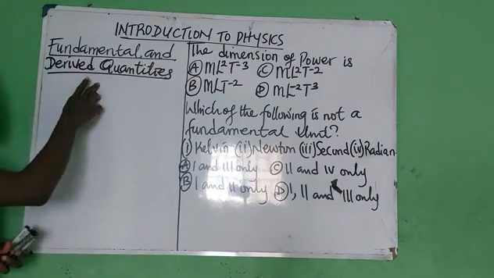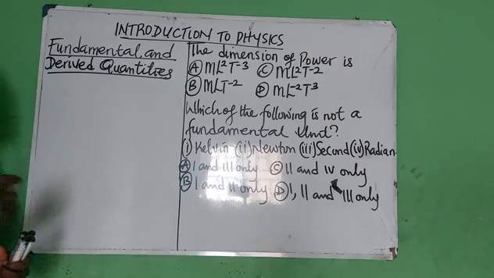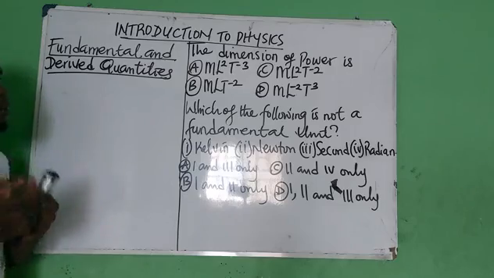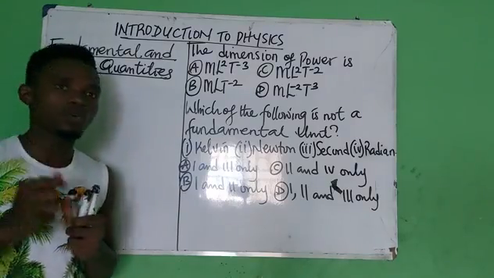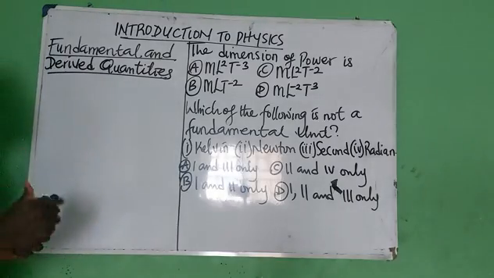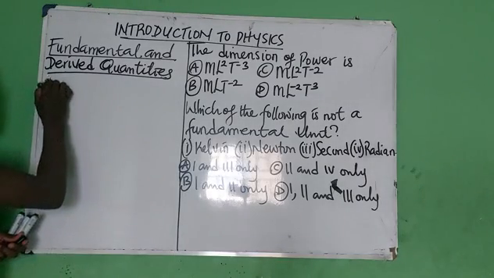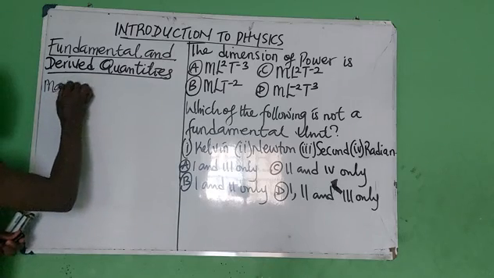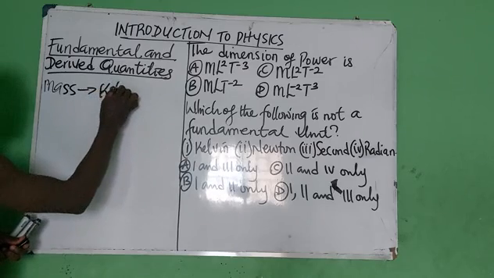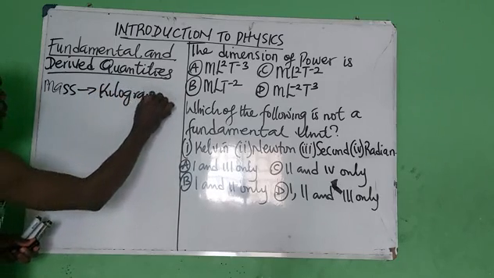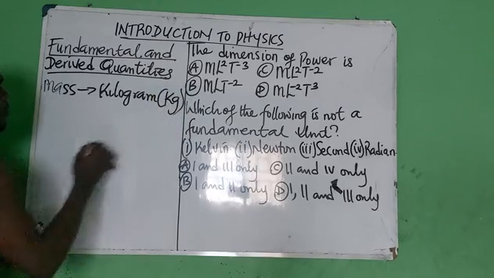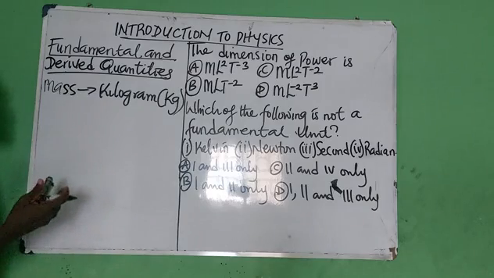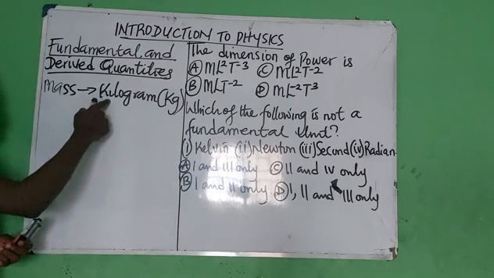So fundamental quantities, I said, are quantities that are independent or that do not depend on other quantities, which means that they can exist alone. Now, what are some examples of fundamental quantities? They are mass, and mass is measured in kilogram. That is kg. All right, mass is measured in kilogram, or in other words, you say the SI unit is also in kilogram.